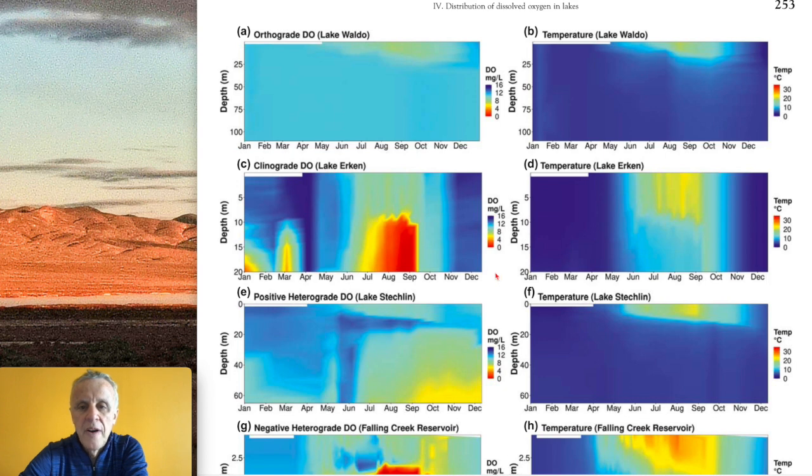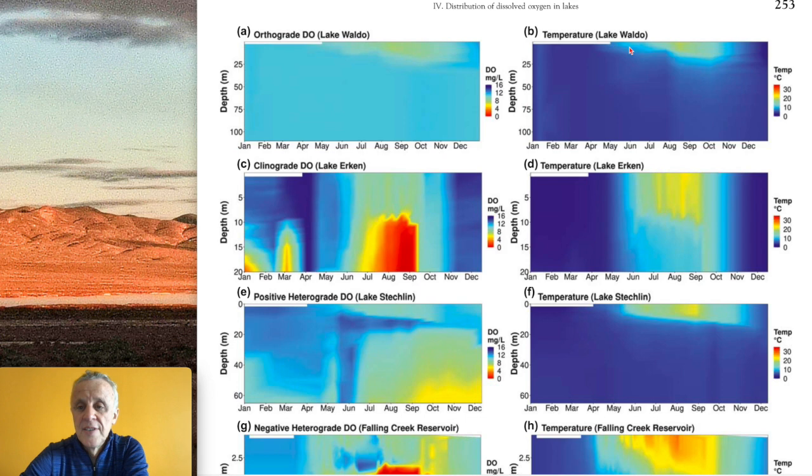So we have orthograde here, where we have even distribution of dissolved oxygen in the lake, pretty close to it. There's not really a change with depth and time. The y-axis is the depth, and the color represents the dissolved oxygen concentration in milligrams per liter. And the x-axis represents a year, January through December. On the right side, it's the same lake, but a pair of data, I should say.